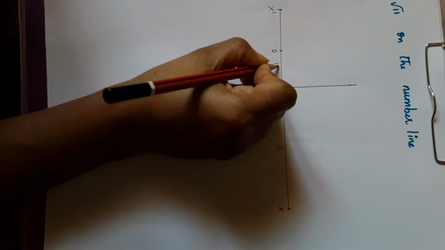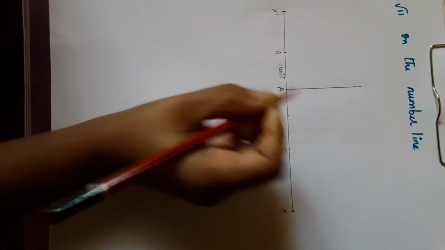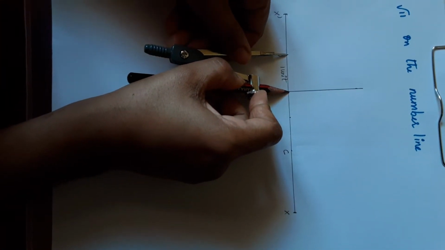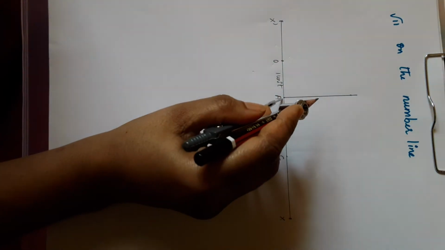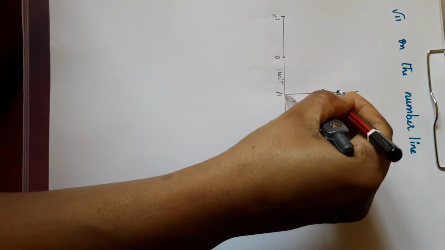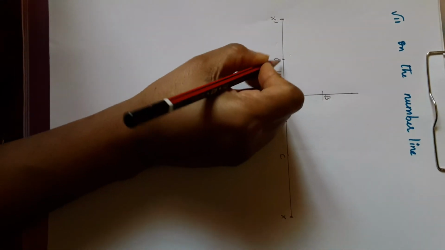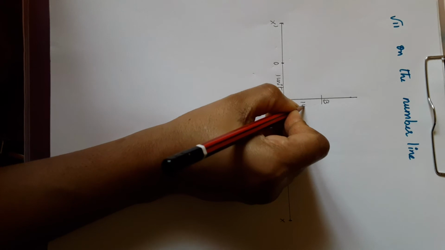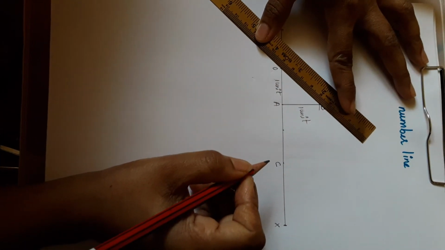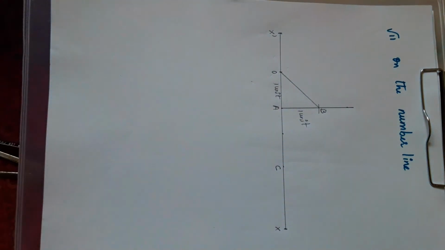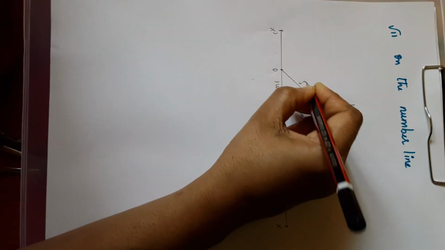OA is 1 unit. Take 1 unit measurement and from A draw an arc cutting the line A. Name it as B. So we have taken 1 unit measurement. Join OB. OB represents root 2.